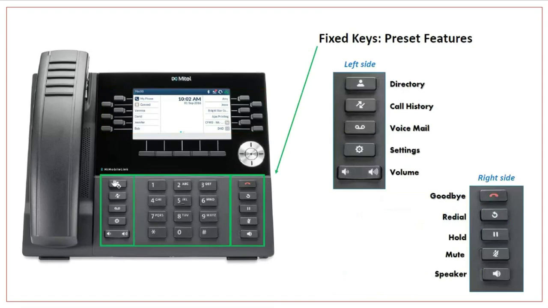Now, the fixed keys that you'll find across the bottom are on the left and right-hand side of the dial pad. On the left side, in this example expanded, you see that there is a directory key, a call history key, voicemail button, settings for the phone, and the volume bar. On the right-hand side, there is the goodbye key, which is the little red handset, the redial button, the hold key, the mute key, and the speaker.